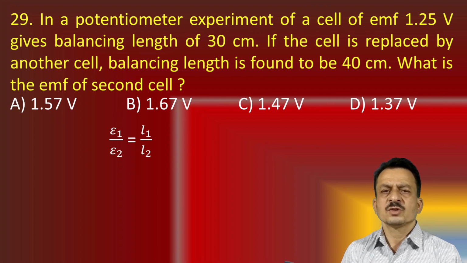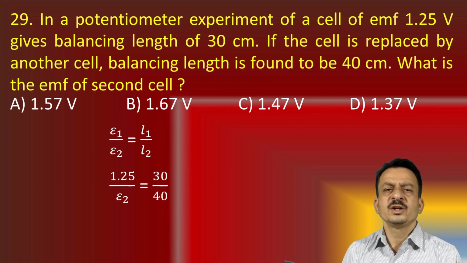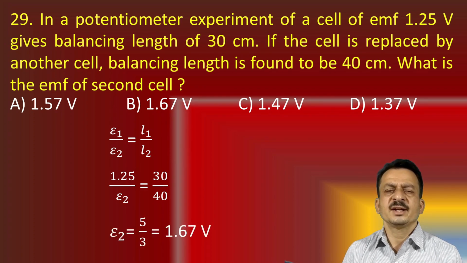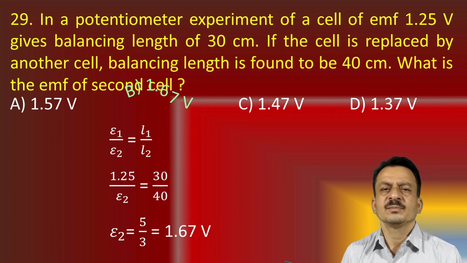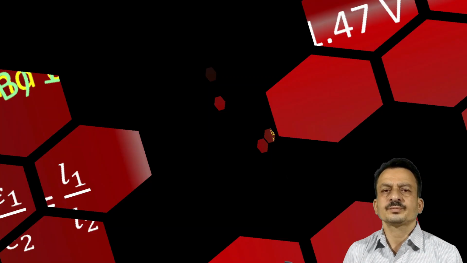That is the formula. Now substituting the values, E1 is given as 1.25, E2 we have to calculate, L1 is given as 30 and L2 is 40. Therefore E2 is equal to 1.25 into 4 divided by 3, that is 5 by 3. 5 by 3 is 1.67 volts, and B is the right answer here.